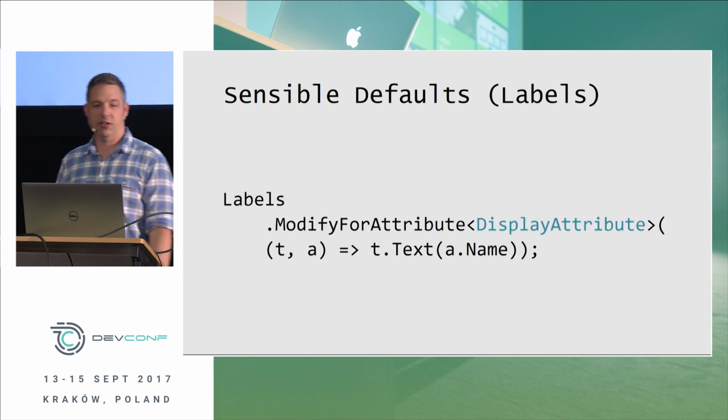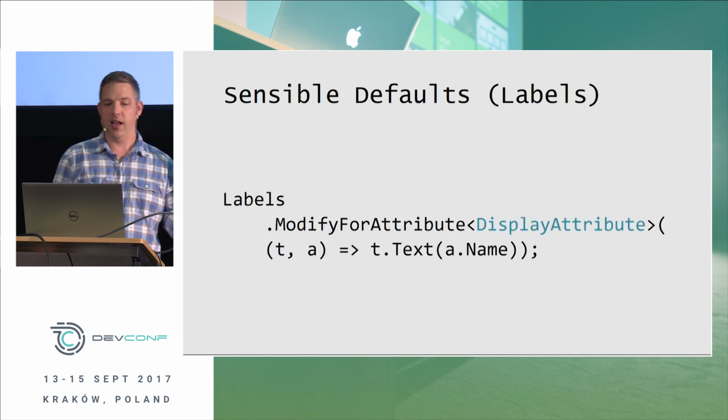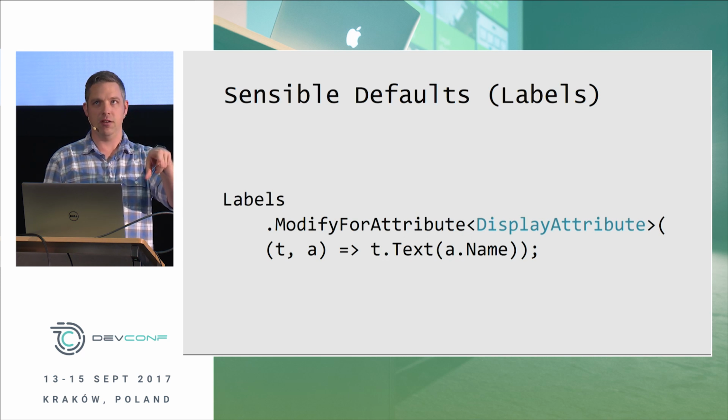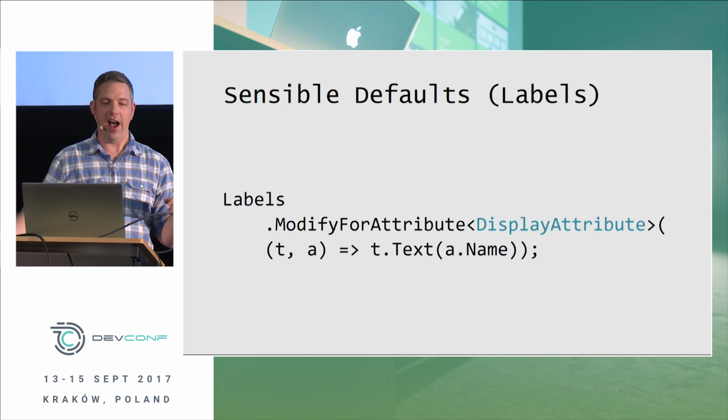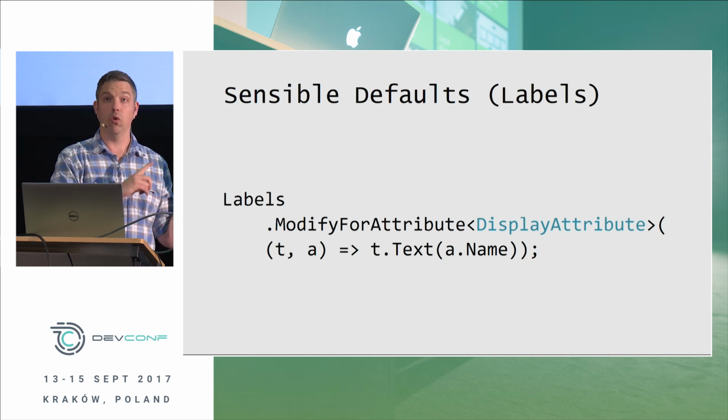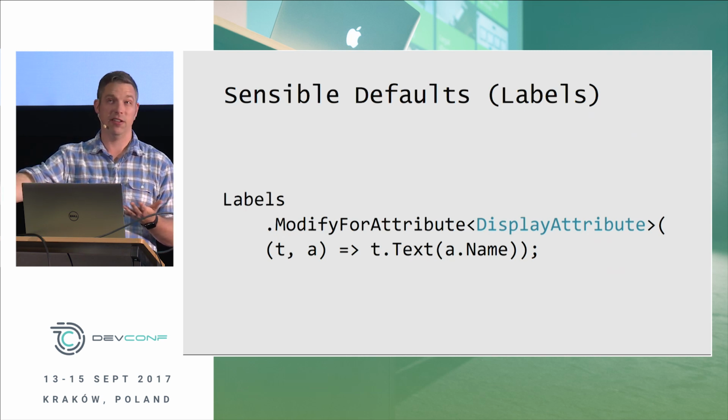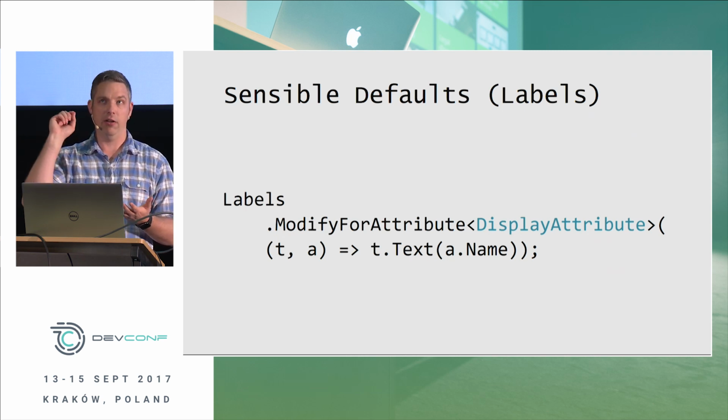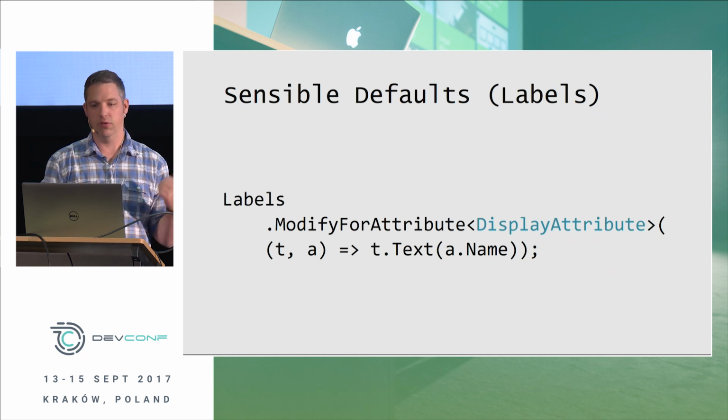And so the HTML tag library lets us do this. It says, okay, labels, when you see this display attribute, then go ahead and modify it and change the text to the attribute value name that comes out of that attribute. Defining this rule once means that for the entire rest of my application, if I request a label, I only need to put that display attribute on for it to enforce this rule.